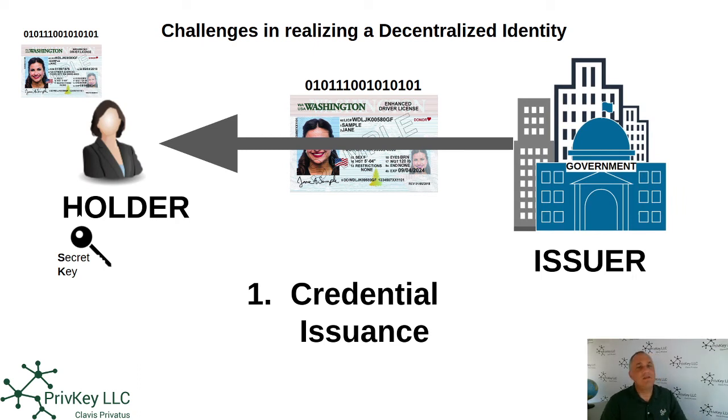But all of these things come with challenges to realize this decentralized identity. The first challenge is credential issuance. Basically what that means is, which are the issuers that are actually digitizing, in this example, licenses or some kind of identification, creating encrypted information about the holders, and giving it to holders?